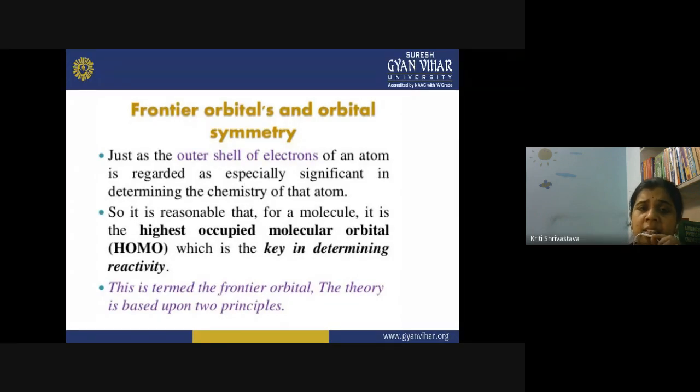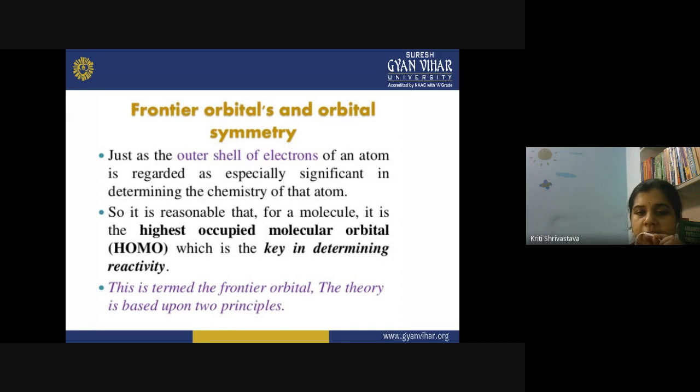And just like the outer shell of electrons of an atom is regarded as specially significant in determining the chemistry of that atom. Like you get the electronic configuration of an atom and then you tell that because the outer electronic configuration is 2 electrons less, it has to accept 2 electrons, or the outer electronic configuration has one excess electron, if it loses 1 electron, then what will happen? Now it will get a stable state, form a monopositive ion, and in this manner you determine what? You determine the chemistry of that atom. What is its electronic configuration, especially in the outermost shell.